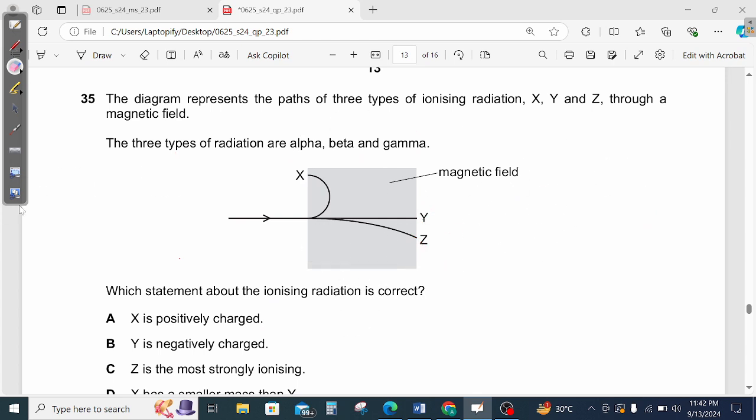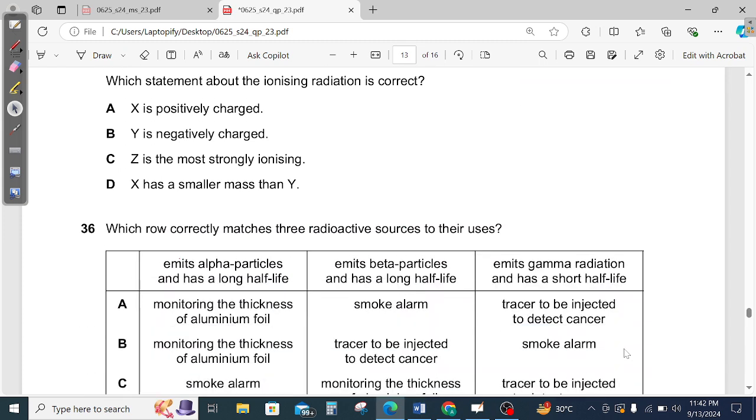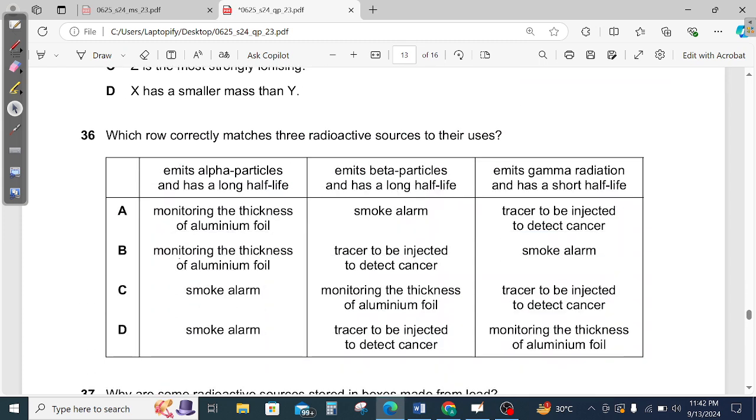Now move towards the next question, that is 36. Which row correctly matches three radioactive sources to their uses? If you look on this one, first option is alpha, second is beta, third is gamma.